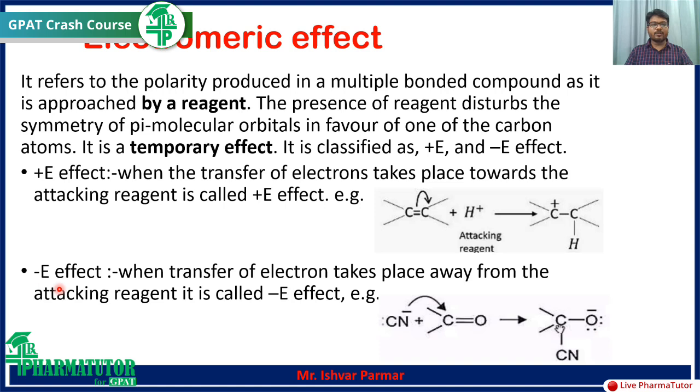In the negative electromeric effect, when the transfer of electrons takes place away from the attacking reagent, it is called the negative electromeric effect. You can say this electron is transferred to this carbon, meaning away from the attacking reagent. So you can say it is a negative electromeric effect. Always remember it occurs through the reagent and it is a temporary effect.